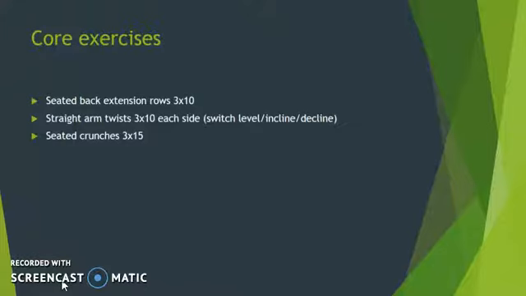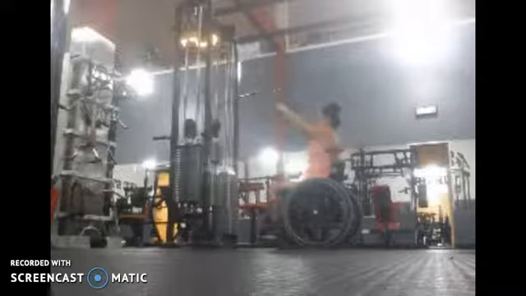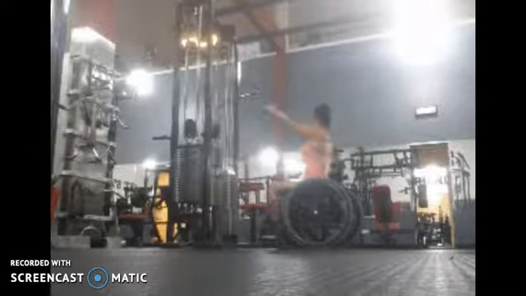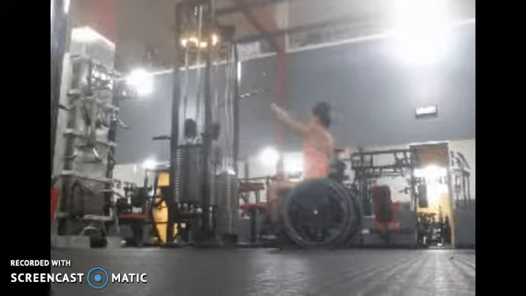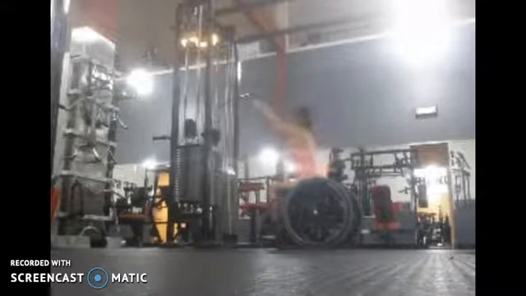So the first 3 exercises on core day, he's going to have seated back extension rows, 3 by 10. Here you can see a woman performing back extensions. You can see she's leaning forward and pulling back with her lower back and her abdominal muscles.